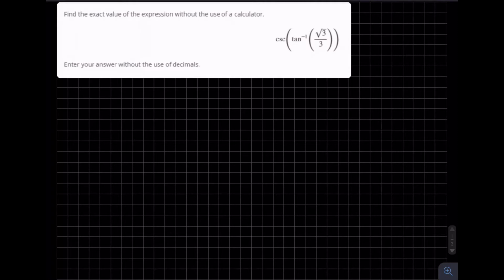Find the exact value of the expression without the use of a calculator. It wouldn't help you anyway unless you know how to figure out the cosecant. So we're going to look at the inside here: the inverse tangent of square root of 3 over 3. I'm not sure the Rivers method works well here, because we don't need to change that. That's one of the angles, one of the operations, we do know fairly well.